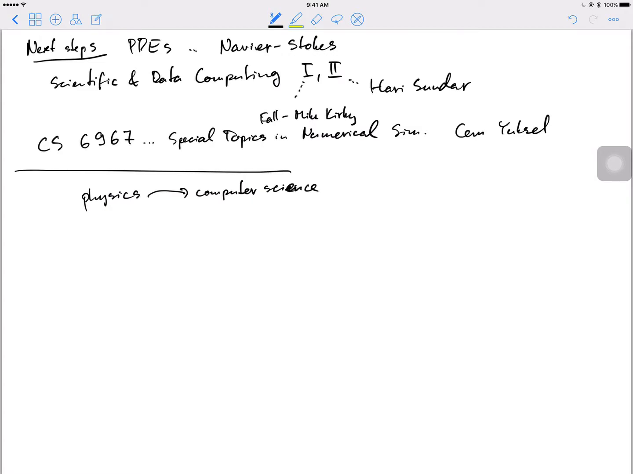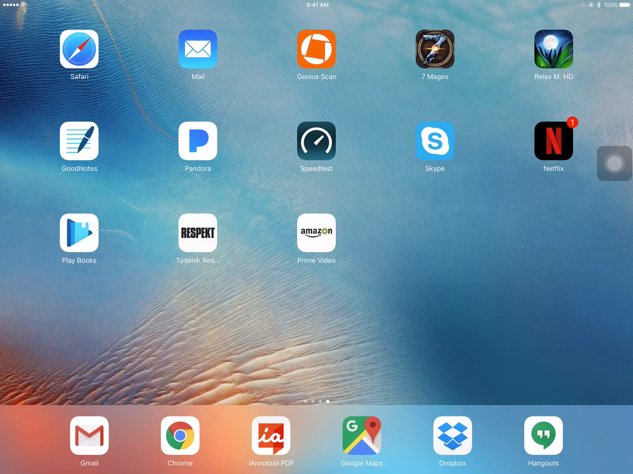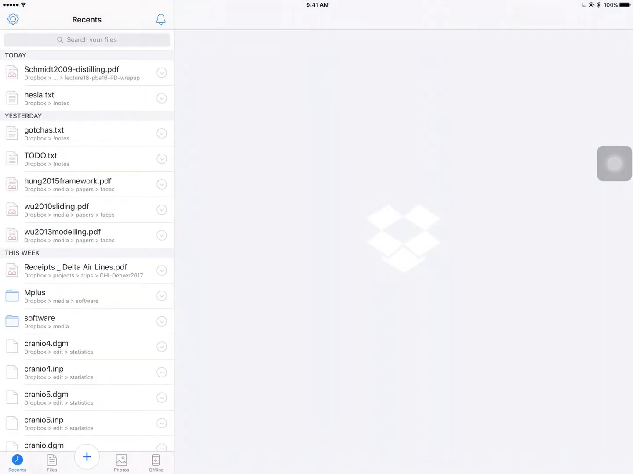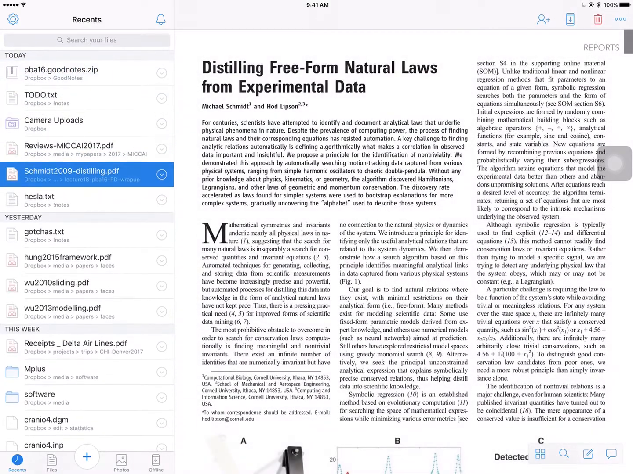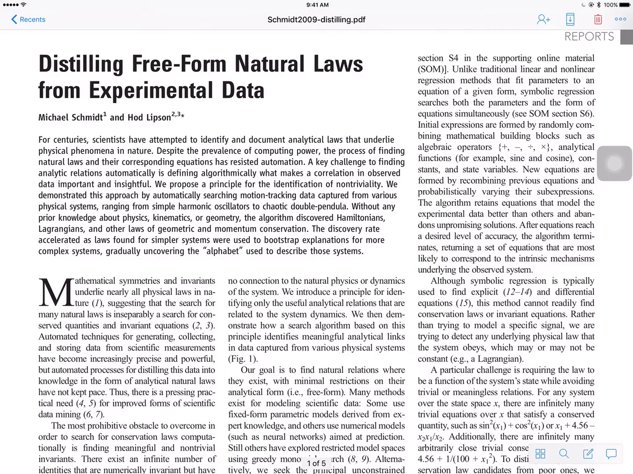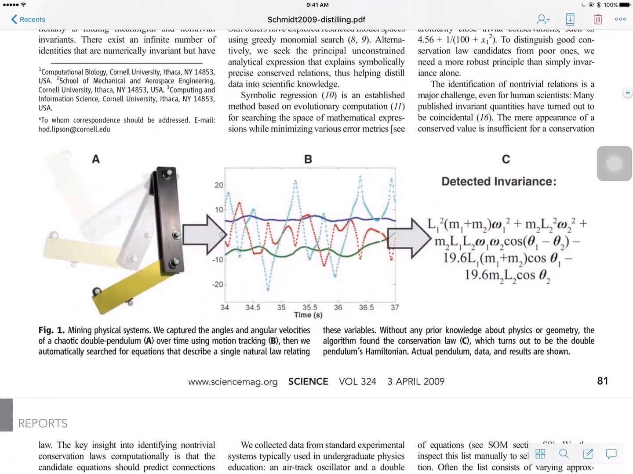Something that came up very recently, in 2009-ish, is actually the opposite arrow. Okay, what do I mean by that? Using computer science to advance physics. If I say this generally, that probably has been done before, but what I specifically mean is this Science 2009 paper, Distilling Free-Form Natural Laws from Experimental Data. I can explain quickly what they did. They took a mechanical system and put some markers on it, okay?